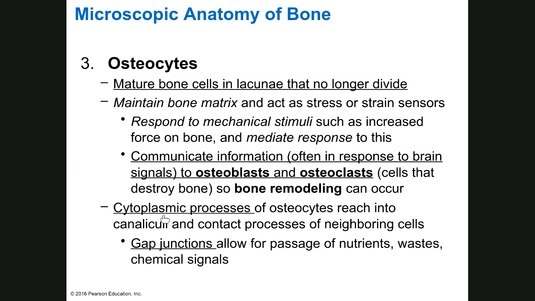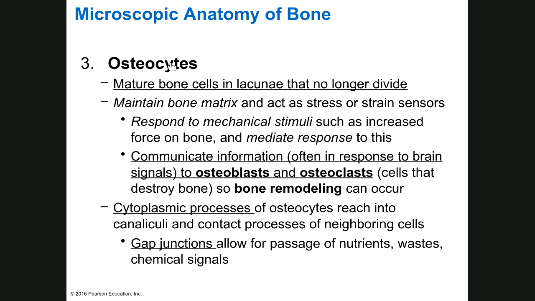Now, the structure of this cell: it has these cytoplasmic processes. They're like extensions of the cytoplasm. And these little processes are actually going to reach out through these little canals that I'll mention in bone tissue so that these processes can reach these osteoblasts and osteoclasts in order to send them signals.